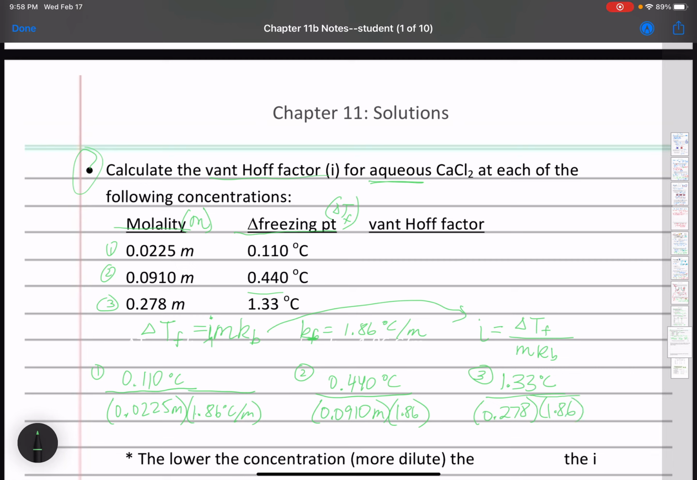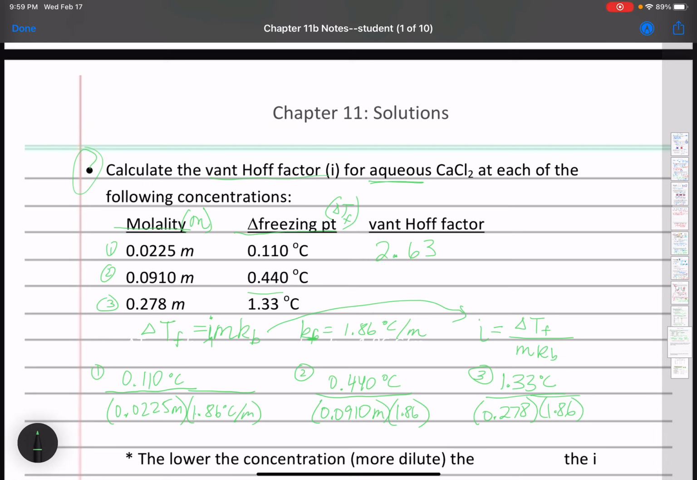All right, if we do all the math, we end up with, I didn't do it in my notes, so I gotta do it. I'm gonna do it live. Except I don't have my phone. Here's my calculator. Okay. 0.11 divided by 0.0225 divided by 1.86 equals 2.63.